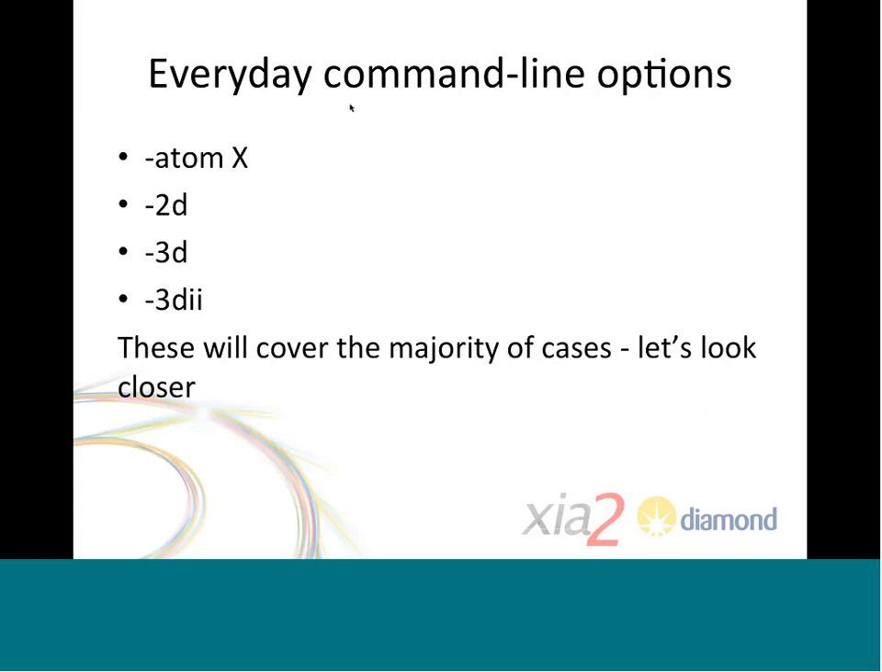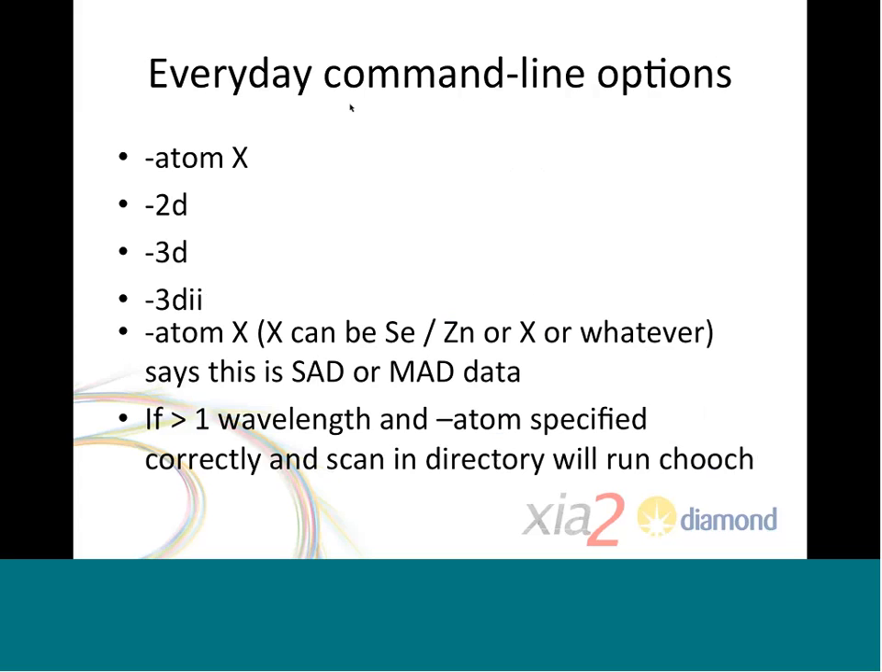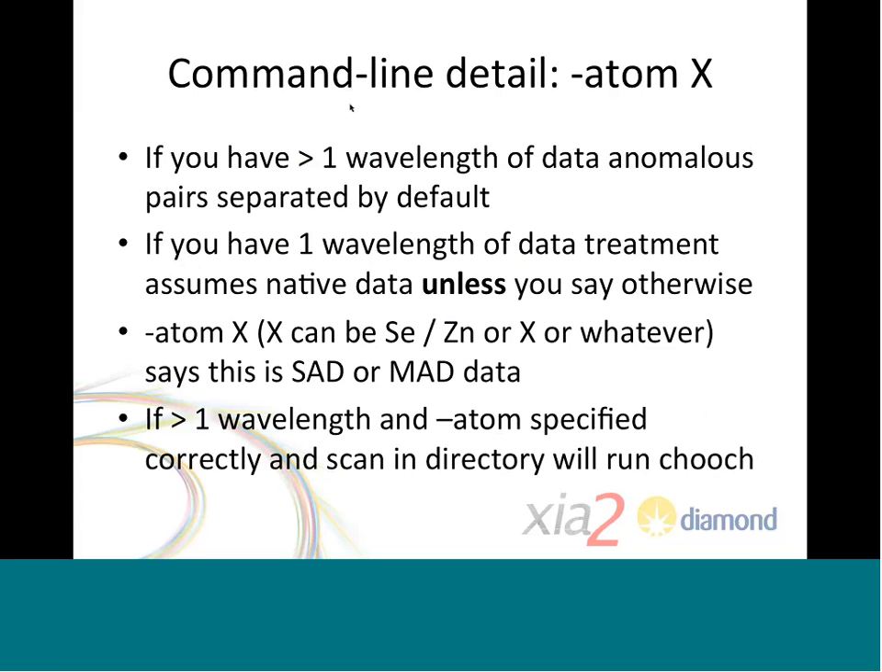There are 4 command line options that are used in almost every case: specifying -atom, which I'll discuss in a moment, and then -2d, -3d, or -3dii. Since these are used all the time, I thought I'd cover those in a bit of detail. So, -atom X, where X is either the letter X or SE for selenium or whatever. If you have more than one wavelength of data, then the anomalous pairs are separated by default.